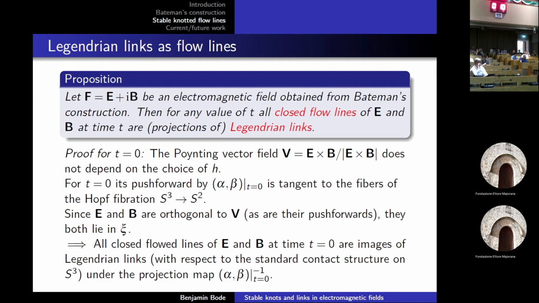And the field that you get for t equals 0, when you take the push forward to the 3-sphere, is exactly tangent to the fibers of the Hopf fibration. So now when you look at E and B, they are by construction orthogonal to the Poynting vector field, as are their push forwards. So that means they are orthogonal to the fibers of the Hopf fibration. And when you think back to the definition of the standard contact structure, that means that these flow lines must be tangent to the contact planes. So in particular, all the closed flow lines must be Legendrian links.